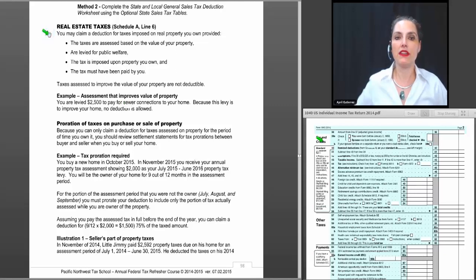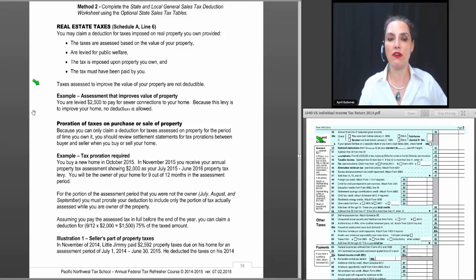You may claim a deduction for taxes imposed on real property that you own, provided the taxes are assessed based on the value of your property, they are levied for public welfare, the tax is imposed upon property you own, and the tax must have been paid by you. Taxes assessed to improve the value of your property are not deductible.